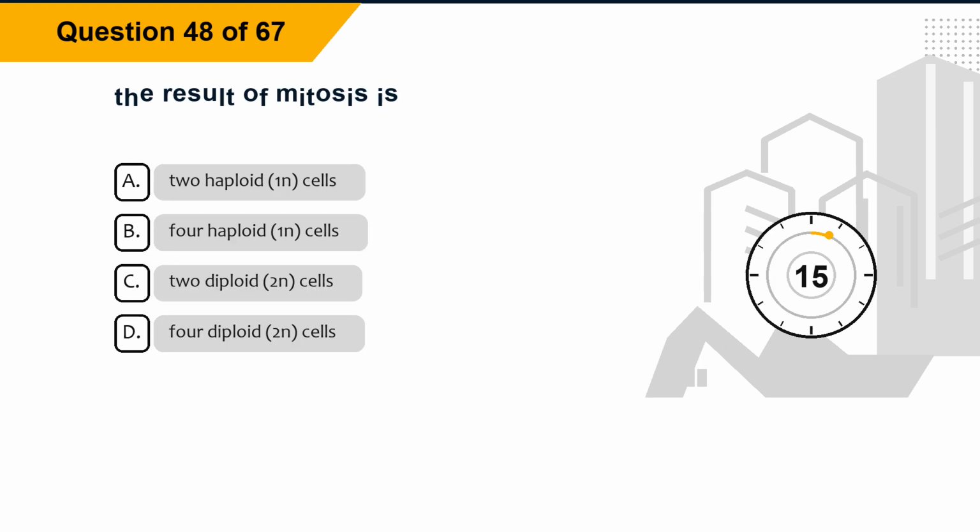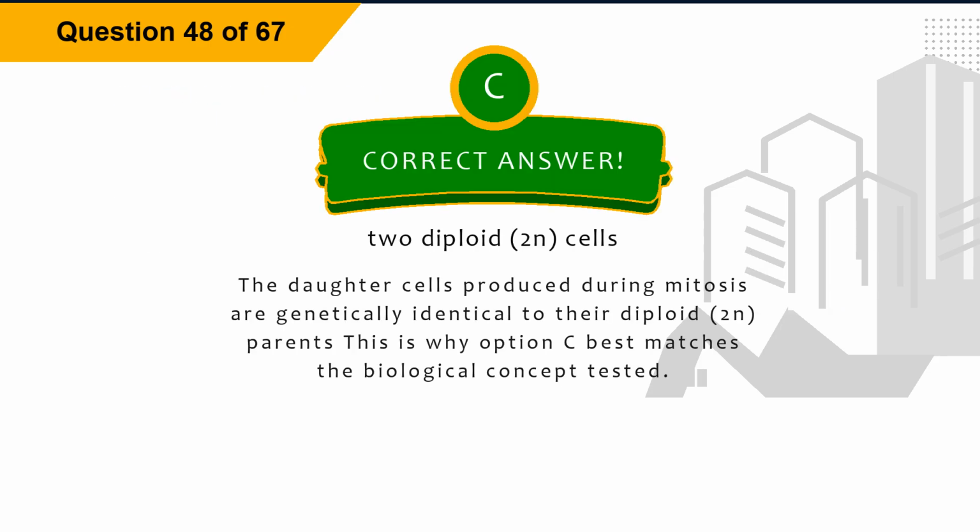Question 48. The result of mitosis is option A, 2 haploid, 1N, cells. Option B, 4 haploid, 1N, cells. Option C, 2 diploid, 2N, cells. Option D, 4 diploid, 2N, cells. The correct answer is option C, 2 diploid, 2N, cells. Explanation. The daughter cells produced during mitosis are genetically identical to their diploid, 2N, parents. This is why option C best matches the biological concept tested.